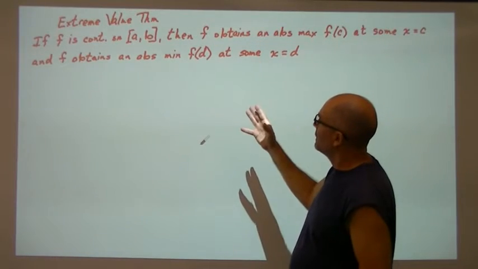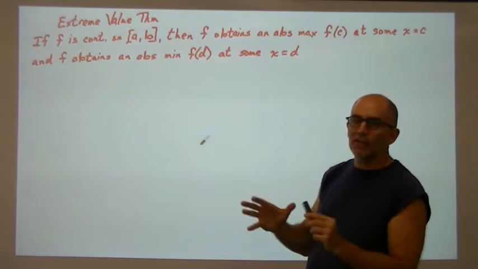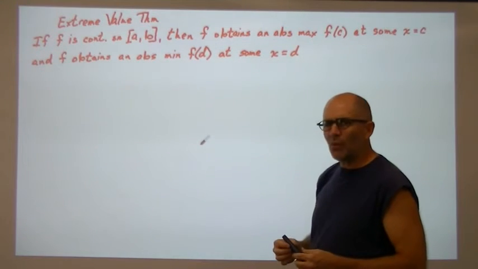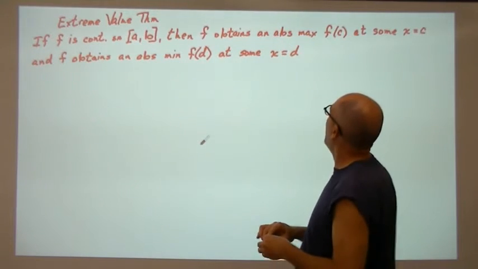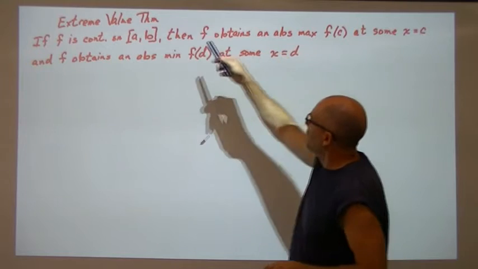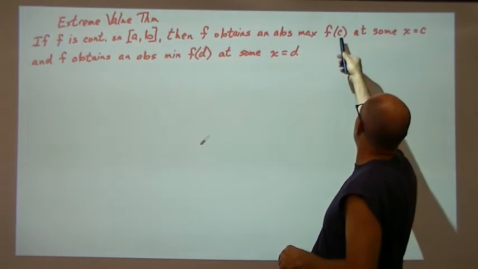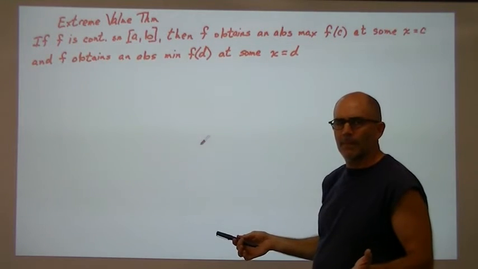Now, this is a theorem that has been proven and is absolute fact. So, didn't we just have an example where we had no absolute max? But this is saying if f is continuous on a to b, that f obtains an absolute max at some x equals c. How does that work?